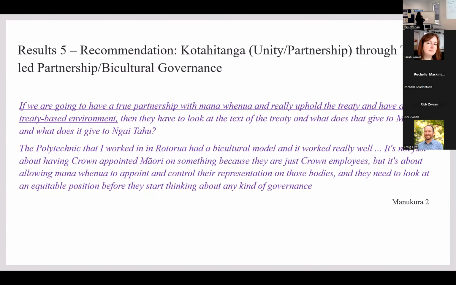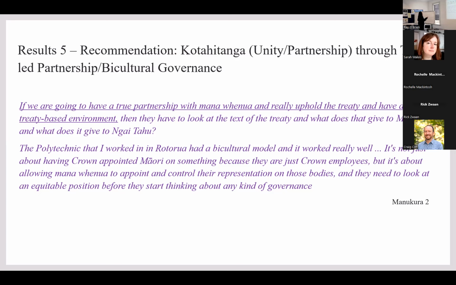Moving on, lastly, Manukura 2 identified the need for kotahitanga between the university and local mana whenua, placing emphasis on being a treaty-led and honouring campus. They state, if we are going to have a true partnership with mana whenua, the university really needs to uphold the treaty and have a treaty-based environment. This Manukura also mentioned how a bicultural model has been successful in Rotorua and could give our campus an idea of what an equitable position may look like.